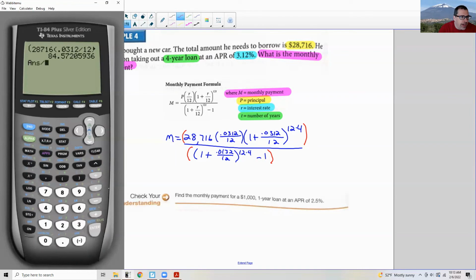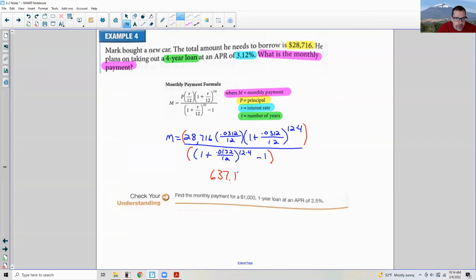Now if I just hit divide, it's going to take that numerator and we're going to divide by this here. So I want a parentheses, second parentheses, see how there's 2, 1 plus 0.0312 divided by 12, close the parentheses, to the power of 4 times 12, which is 48, come out of that exponent, minus 1, and close the parentheses for the denominator and hit enter. And we got $637.13.